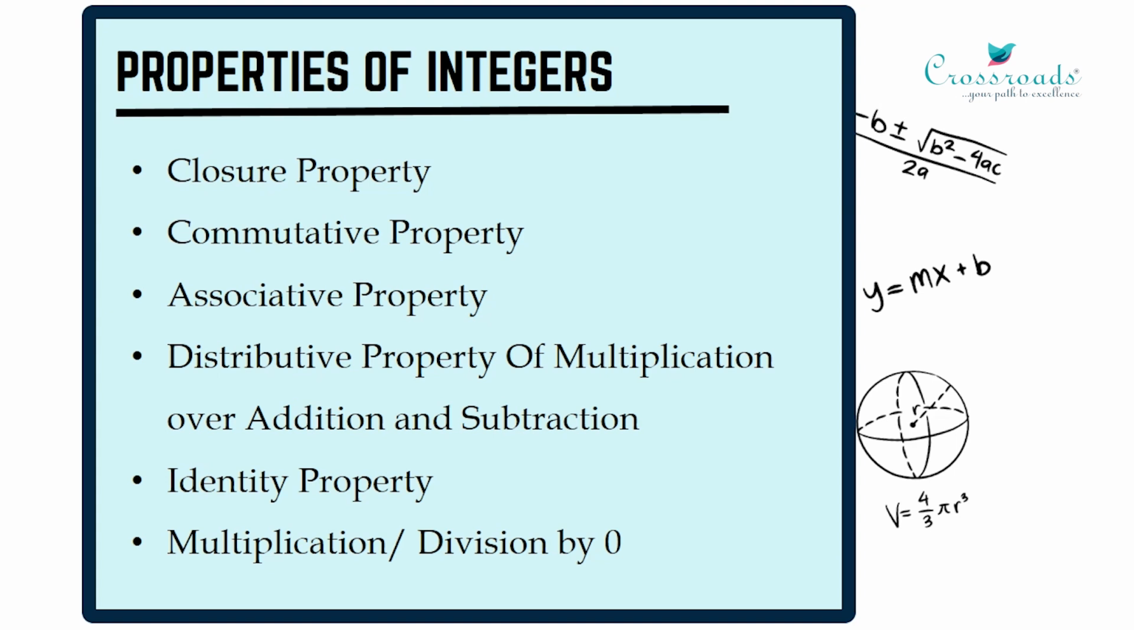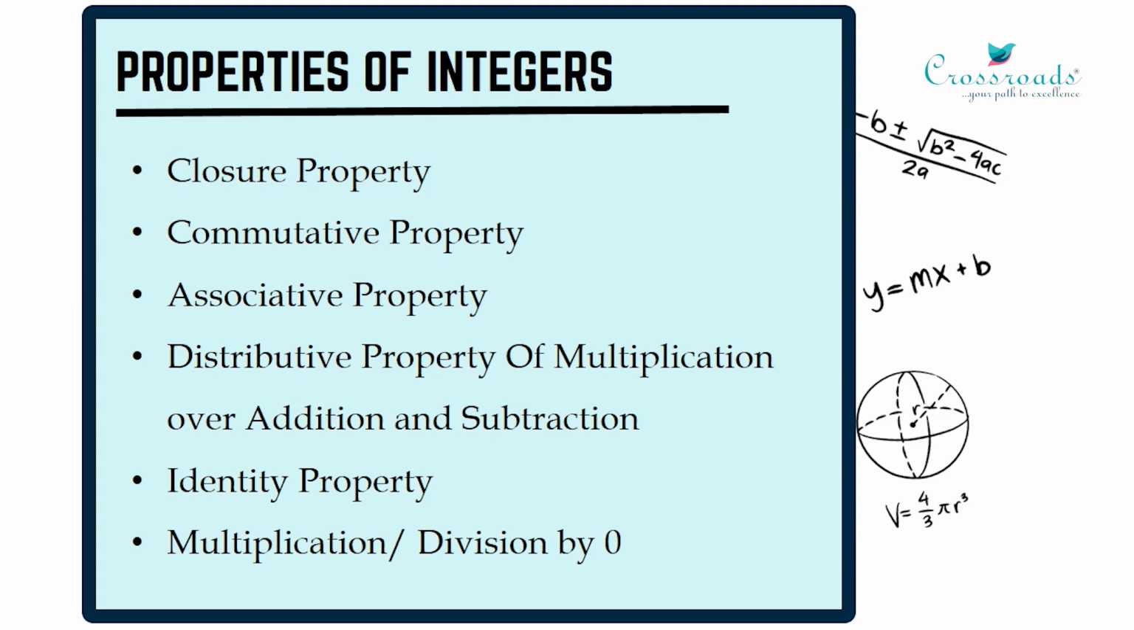Whereas when two integers are divided by each other, the resultant quotient might not always be an integer. Therefore, closure property holds good for addition, subtraction and multiplication only.